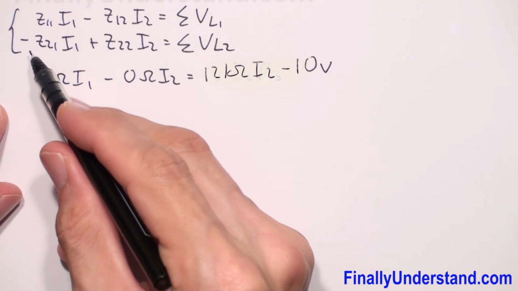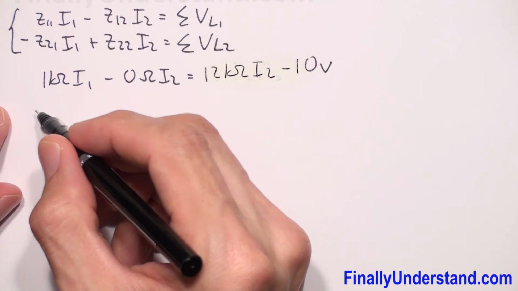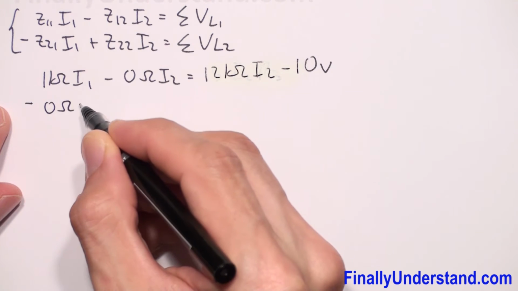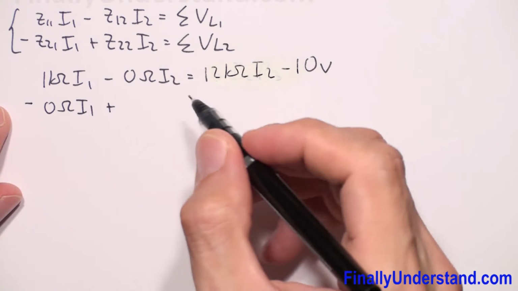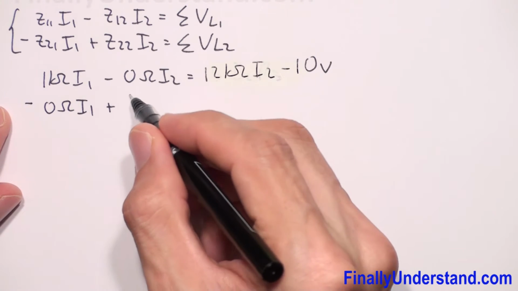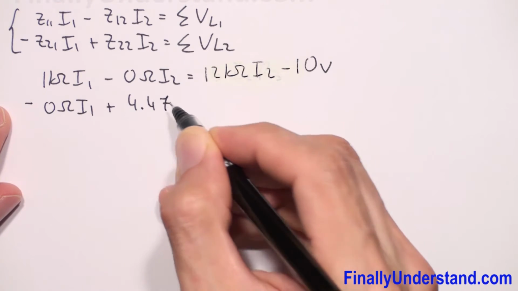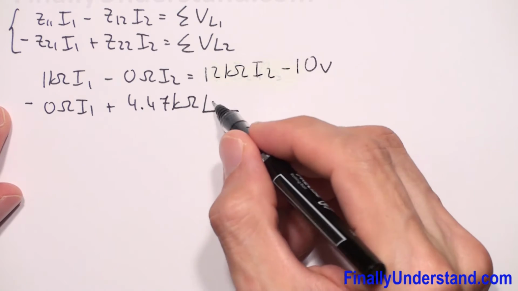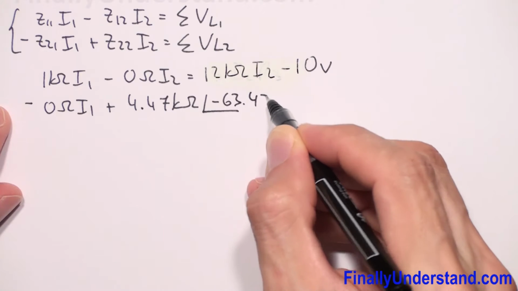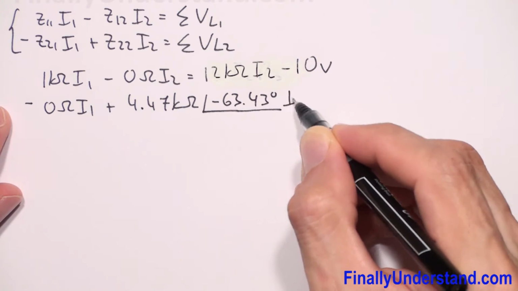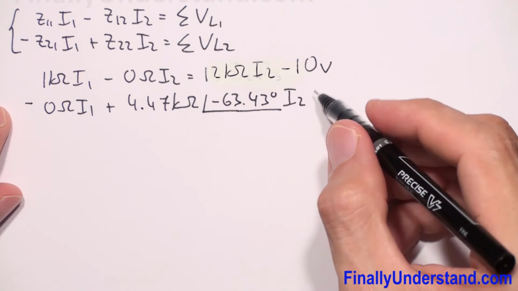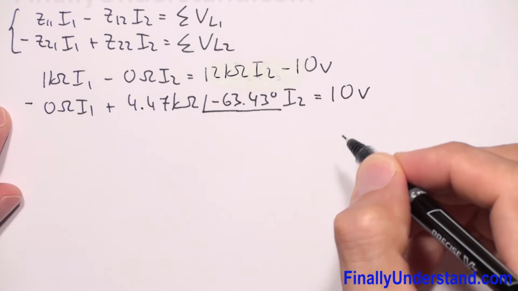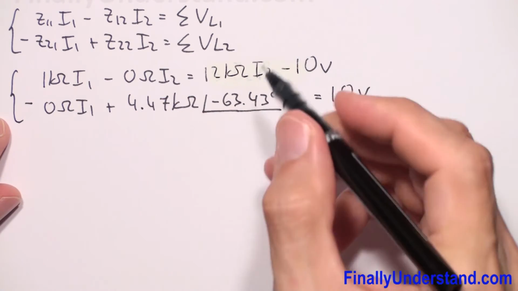So now let's do the second mesh equation. So I have negative Z21, we said this is equal to 0 ohms, and I have I1 plus Z22, we have 4.47 kilo ohms, and angle of negative 63.43 degrees, and this is my I2, and this is equal to 10 volts. Okay, so next we're supposed to combine the like terms.